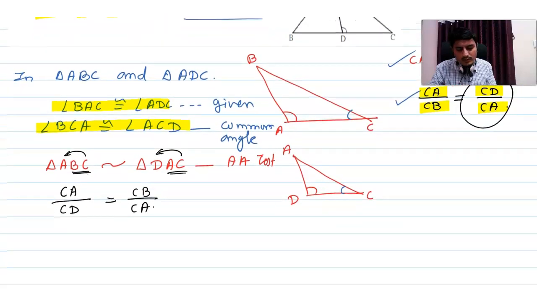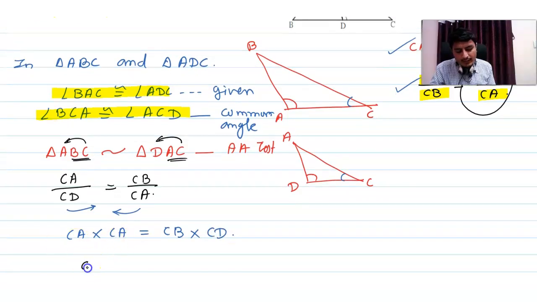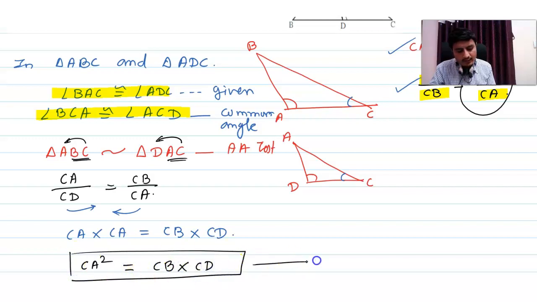Try to use the cross ratio test, meaning we are shifting the CD from LHS to RHS and CA from RHS to LHS, so that we are getting CA into CA equals CB into CD. So two times multiplication gives us a square, so CA square equals CB into CD. Hence here we have our proof, that is CA square equals CB into CD.